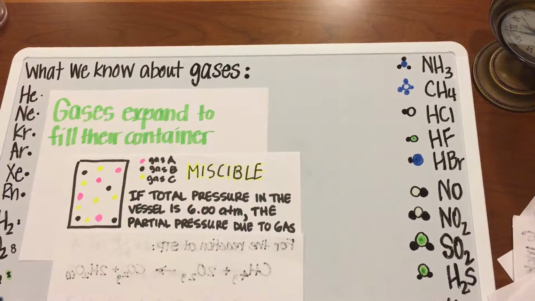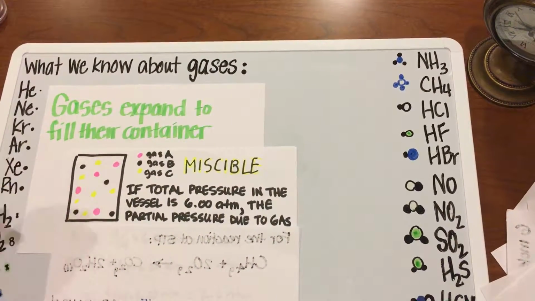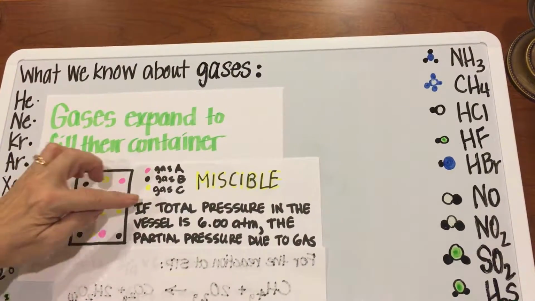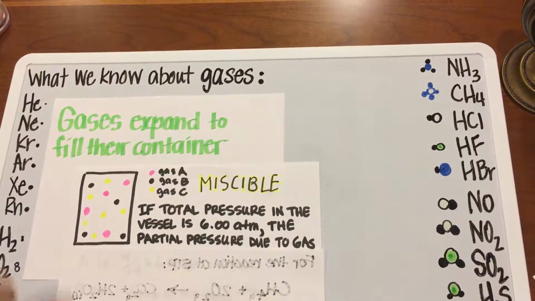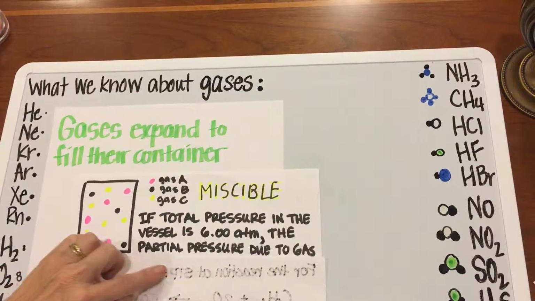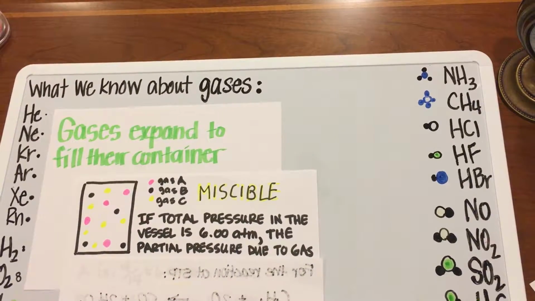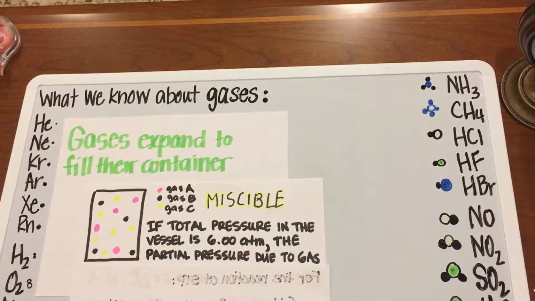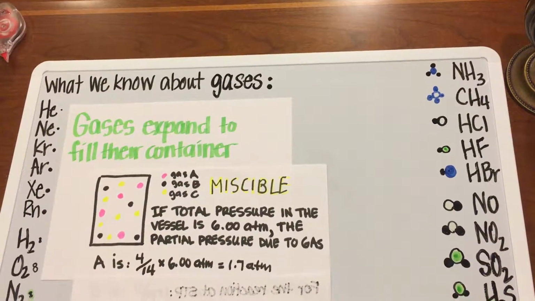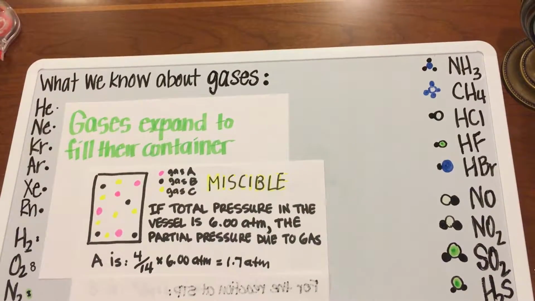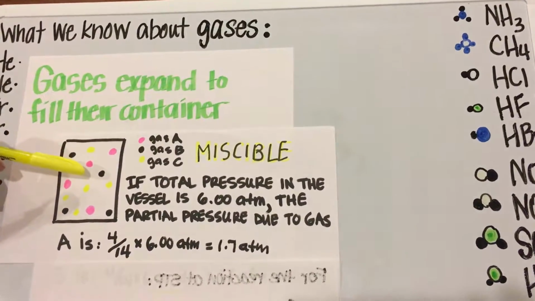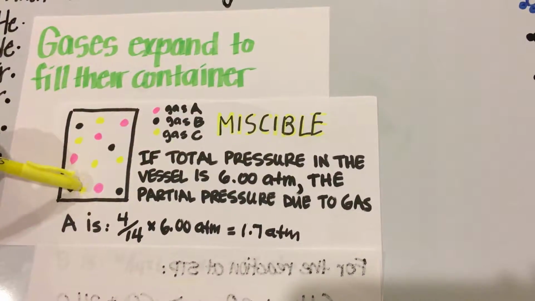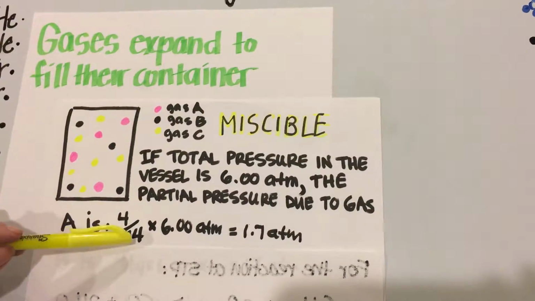They're always moving at the same temperature. They're all moving constantly. So the total pressure in the vessel, if it's 6 atmospheres, then each of these gases contributes to that pressure. Each of these gases has a partial pressure. And we can determine the partial pressure due to each gas. So let's figure out the partial pressure due to gas A. Let's see, gas A has 4 particles. 1, 2, 3, 4. Out of a total of 14 total particles.